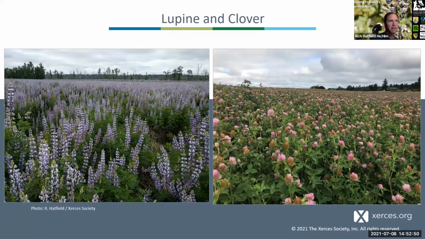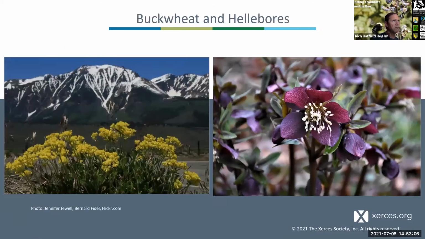And then we have lupins and clover. Important that there are several different kinds of clover. Here I'm showing you red clover. There's also white clover, and there's also a host of native clovers as well that are certainly worth looking on. And then we have buckwheat and hellebores. Buckwheat is also quite a diverse genus, Eriogonum is, and there are many different types of buckwheat. This can also be a non-native plant, but there are some native versions of it as well. At least I believe there are down within the range of Franklin's bumblebee.